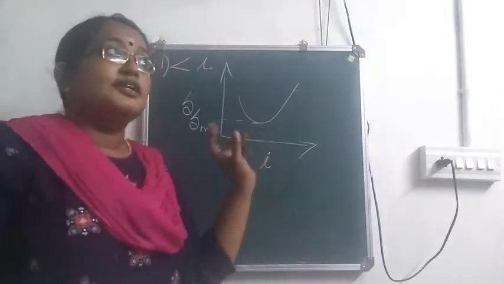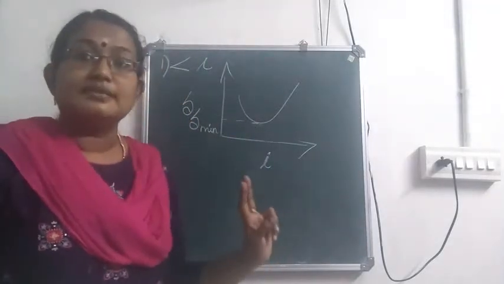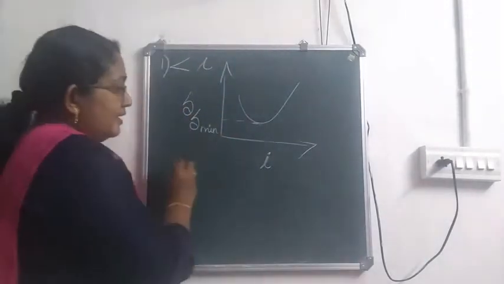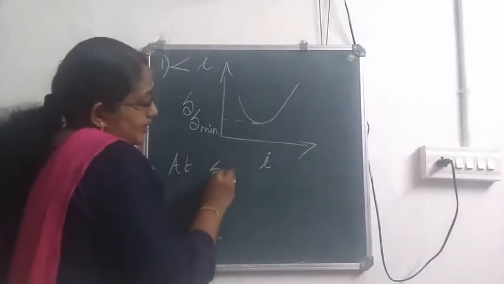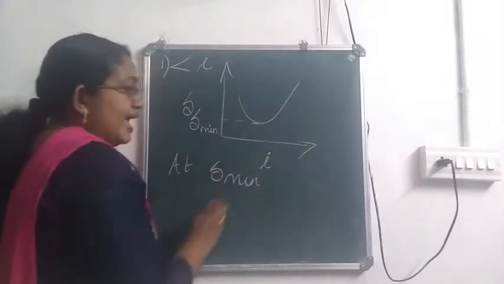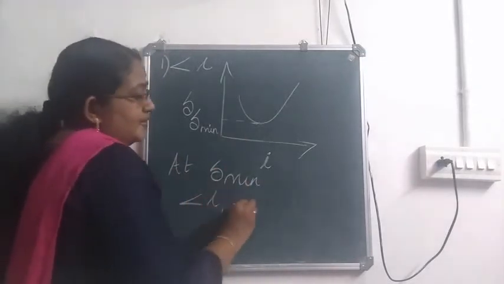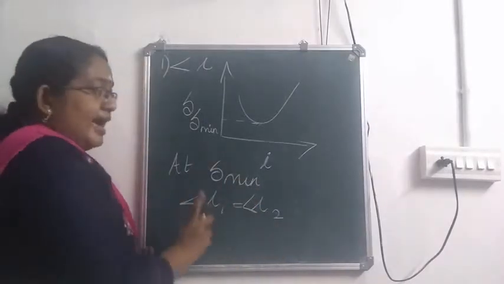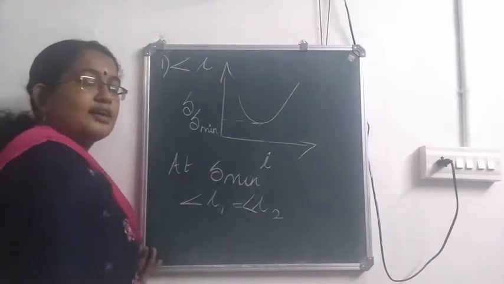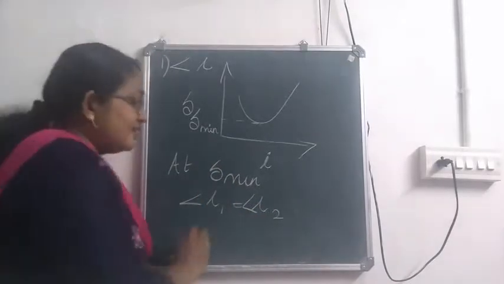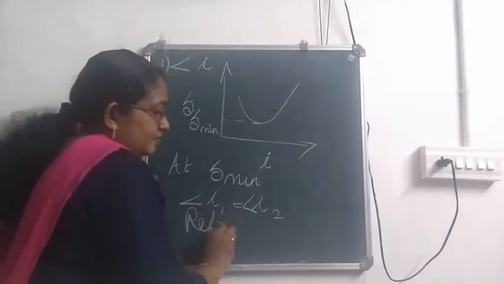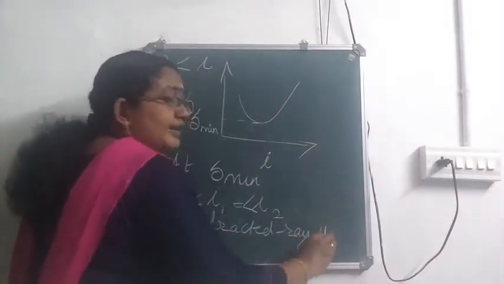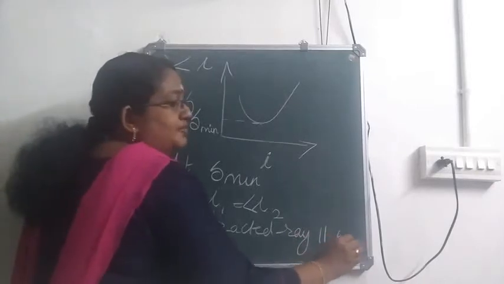Now, two things you have to remember related to this angle of minimum deviation. At angle of minimum deviation, okay, angle of incidence will be equal to angle of emergence. Angle of incidence will be equal to angle of emergence, and the refracted ray, okay, refracted ray will be parallel to the base of the prism.